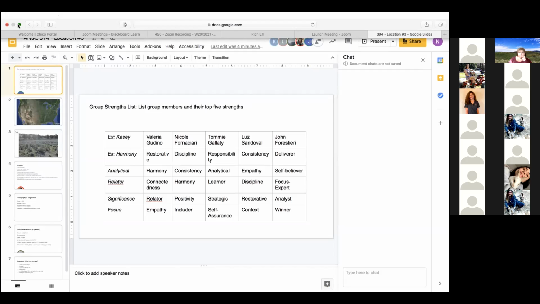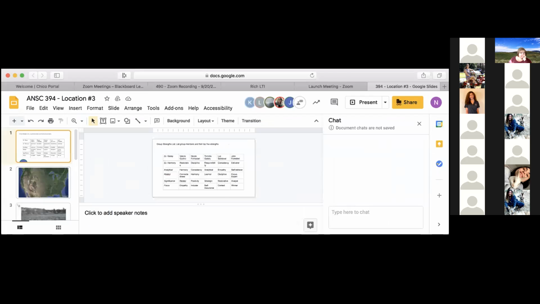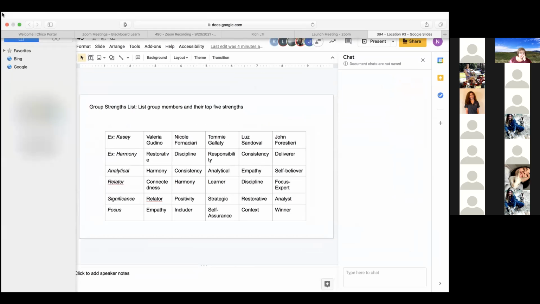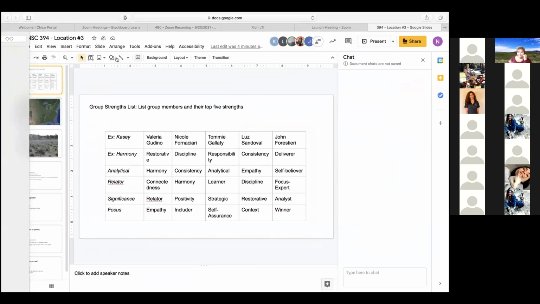Hi, I'm Val. Well, my strengths were restorative, harmony, connectedness, relatory, and empathy. And I feel like connectedness was the one I really used in the group today, only because we were all feeding off of each other, even if one of us or the other didn't really know an answer or what to put.